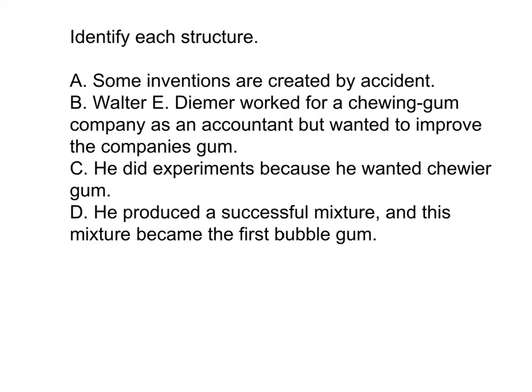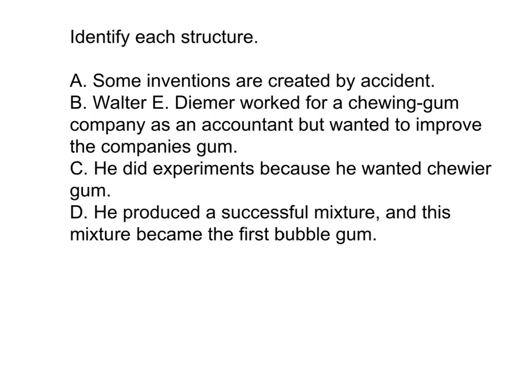Do you have your answers written down yet? A is a simple sentence. Inventions is the subject, are created is the verb, it's an independent clause. B is also a simple sentence. Walter E. Deemer is our subject, worked and wanted is our compound verb, and for a chewing gum company is a preposition, as an accountant is a preposition, as is to improve the company's gum is an infinitive.